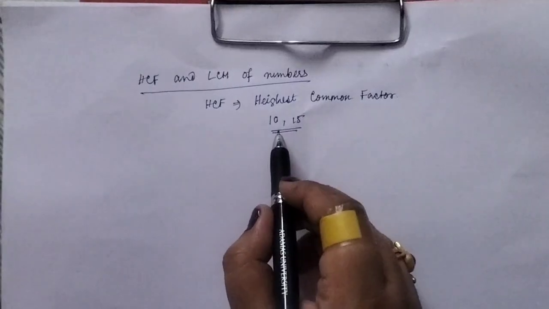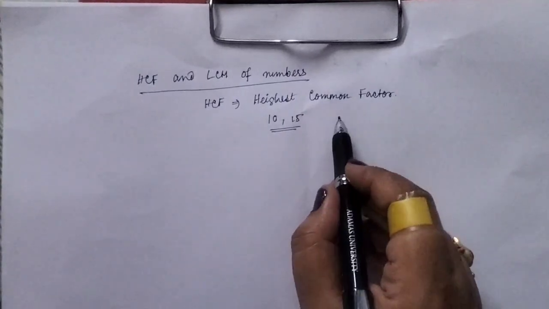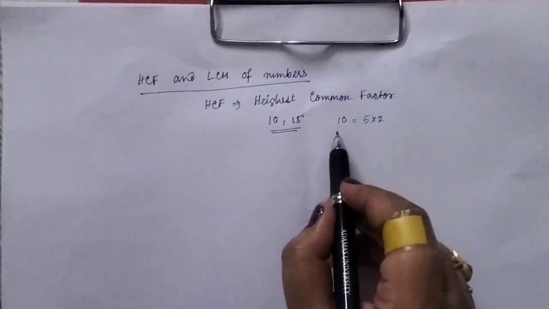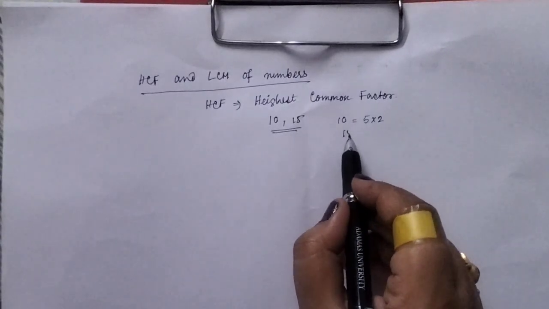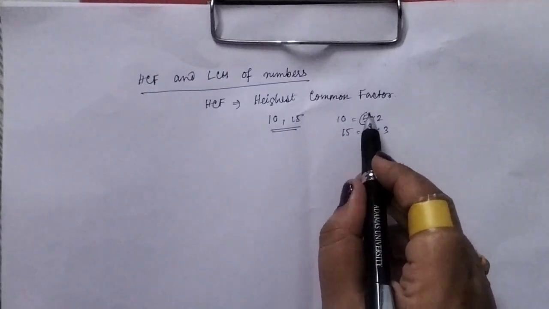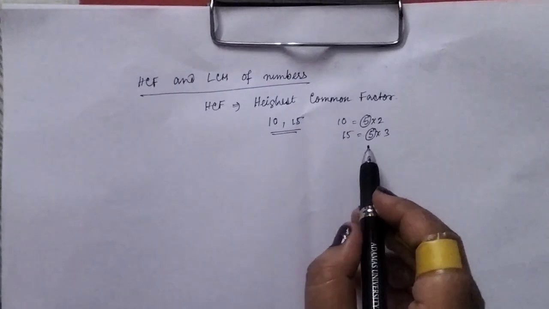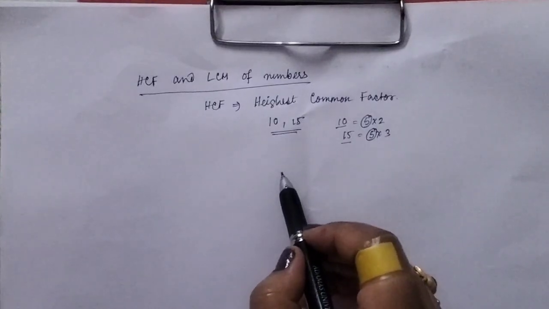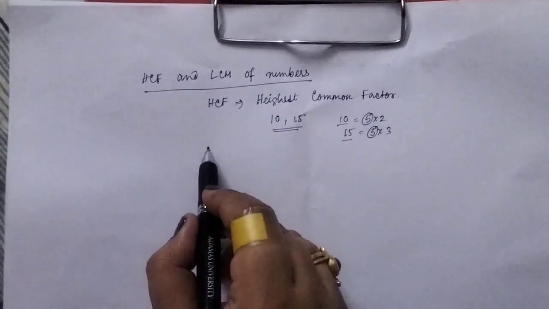So here we get that HCF of these two numbers, if you factorize them, you will get 5 into 2 as the prime factors of 10 and 15 will be 5 into 3. So here 5 is that highest common factor which will divide both 10 and 15 completely. Now what is meant by LCM?